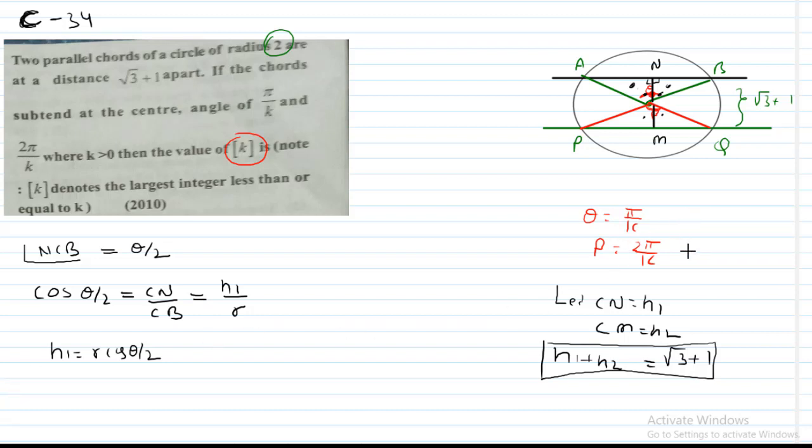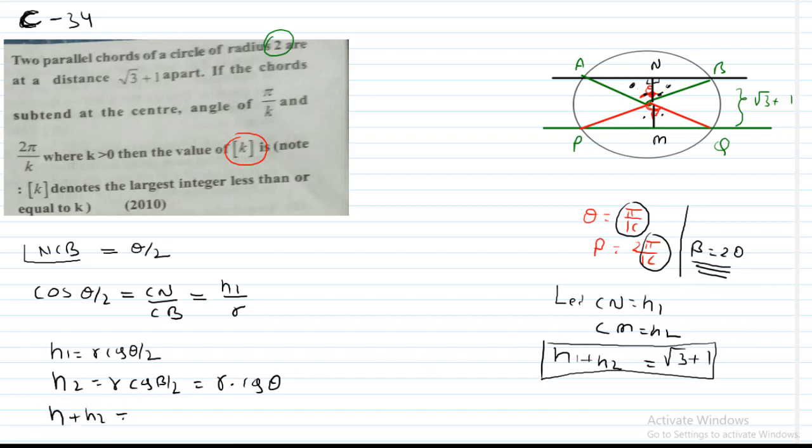One more important result is here. Beta is nothing but 2 times theta. Observe here, this is pi by k, this is 2 pi by k. So beta equals 2 times theta only. Next, similarly, H2 equals R cos beta by 2, or in other words R into cos theta, since beta means 2 theta. So H1 plus H2 is nothing but R times (cos theta by 2 plus cos theta).